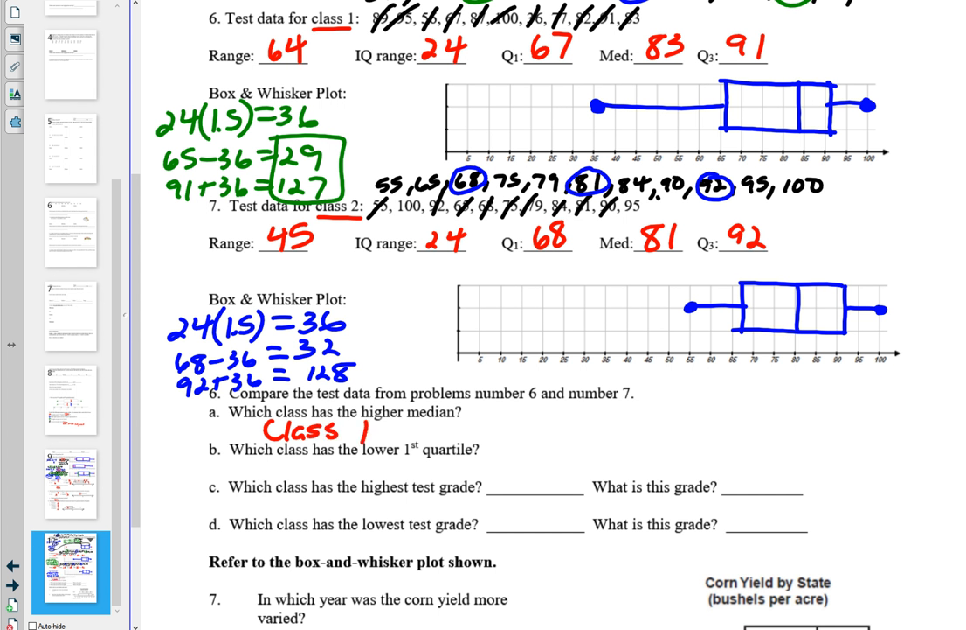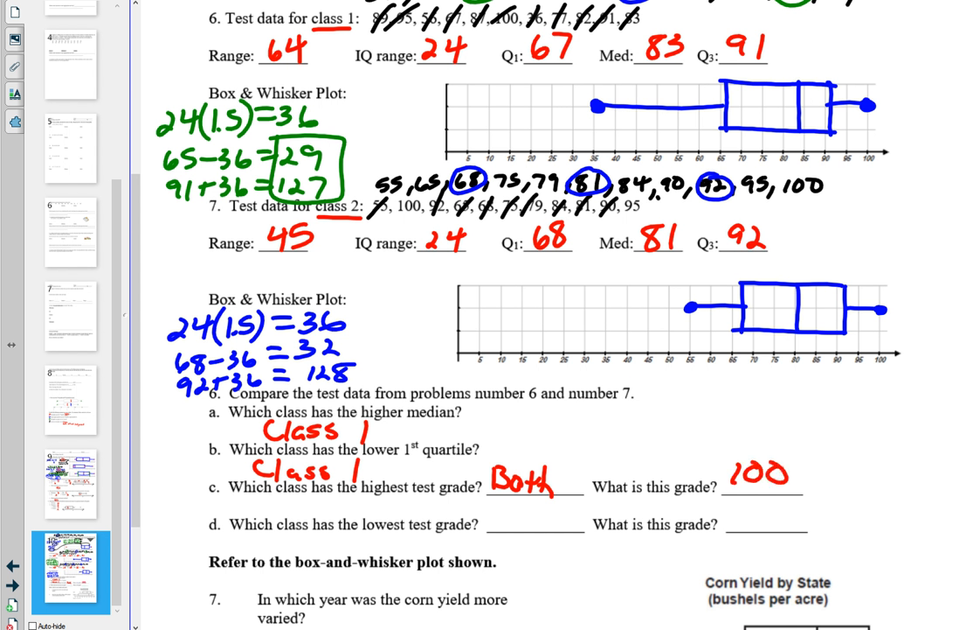Which class has the lower first quartile? So which one has a lower Q1? Also class 1. Which has the highest test grade? So which one has the highest max? Did they both have 100? So they both do. What was this grade? It was 100.